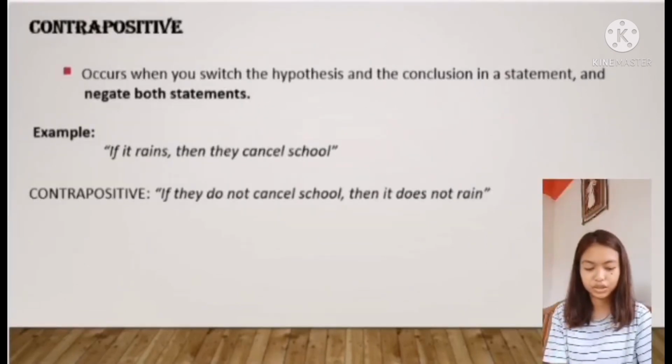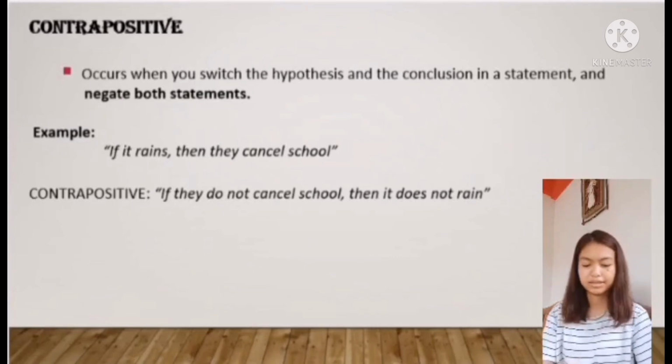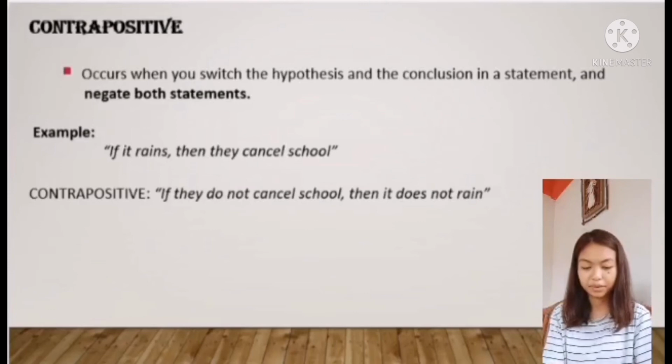Contrapositive occurs when you switch the hypothesis and the conclusion in a statement and negate both statements. For example, if it rains, then they cancel school. So, we can reverse and negate it into, if they do not cancel school, then it does not rain. So, in that statement, you actually interchange the hypothesis and the conclusion, and you are negating both. So, if the conditional is true, the contrapositive should also be true, because it has the same truth value.